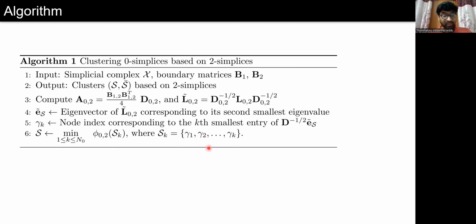Once we have this set S, we evaluate the conductance for each k, for k varying from 1 to the size of the node set. In particular, if there are n nodes, then we evaluate this function with k varying from 1 to n0. Then we output the set that achieves the minimum conductance. So in particular, this algorithm looks somewhat similar to the spectral clustering algorithm. But the difference here is that the normalized Laplacian is computed using the boundary operators.